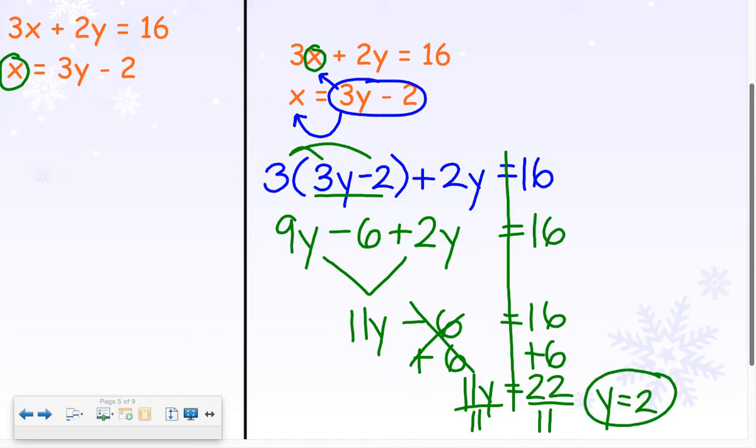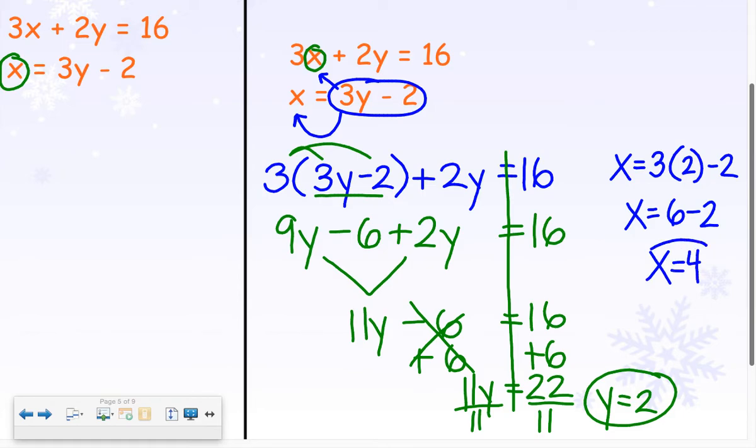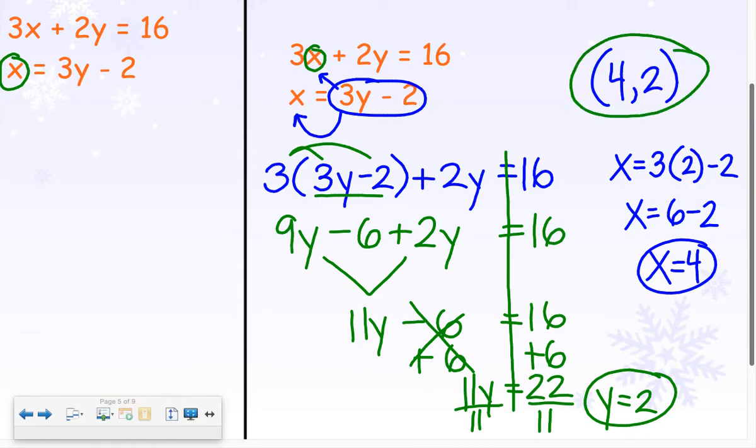So then we're going to take that 2 and plug it back into our circle for y. x equals 3 times 2 minus 2. So x equals 6 minus 2, x equals 4. So my ordered pair where these two lines would intersect is 4, 2. So 4, 2 is my solution.